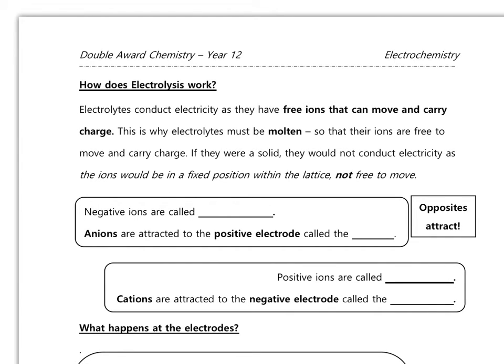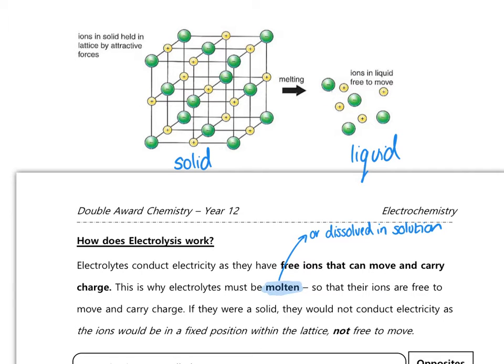So we've already talked about the fact that electrolytes must be either molten or in solution. So it says here, this is why electrolytes must be molten or dissolved in solution. If you add that into your notes, they must be molten or dissolved in solution. Why is that? Well, if you remember back to year 11, when we looked at bonding and structures, we're talking here about ionic compounds. And this is something we talked about in year 11, particularly in our structures topic, which was unit 1.3. So electrolytes are ionic compounds.